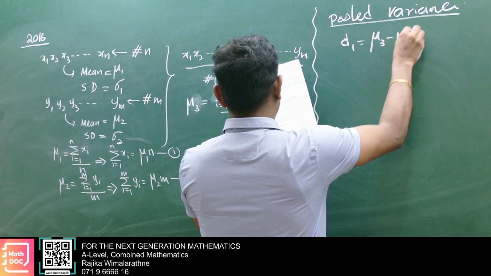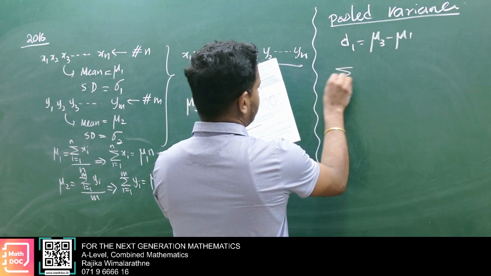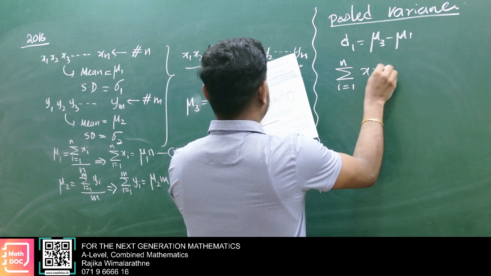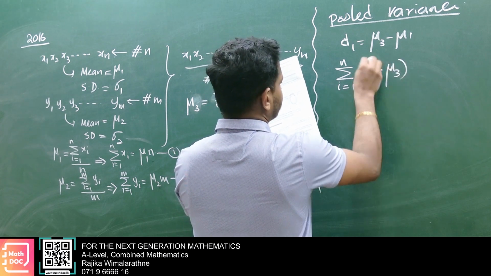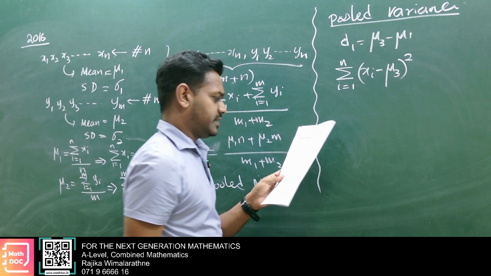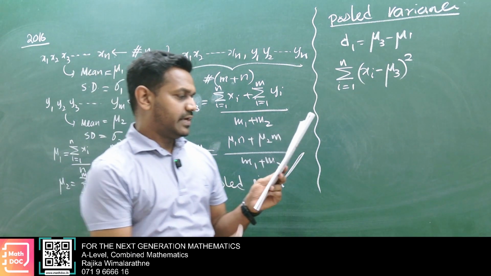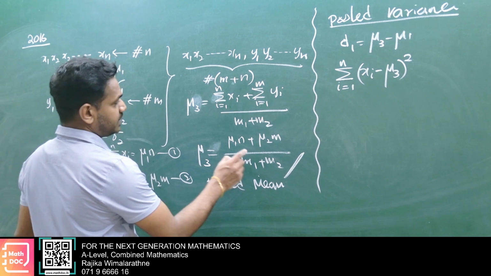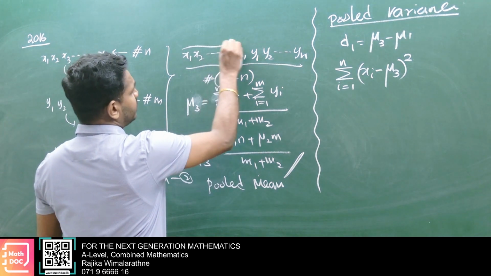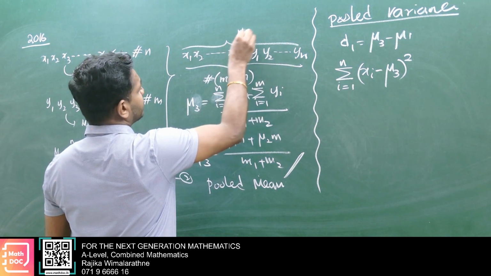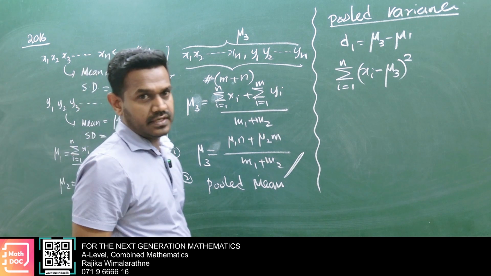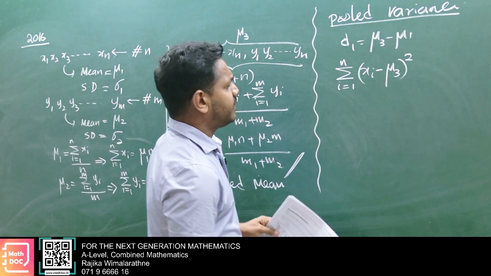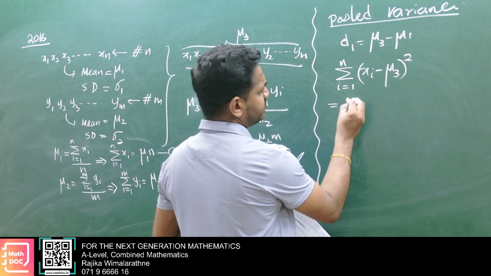Mu3 minus mu1. Now we have to find the sum over i equal 1 to n of (xi minus mu3) squared. Check this one. Here mu3 is the mean of this combined set. Okay, mean. Then further, we need to simplify this now.